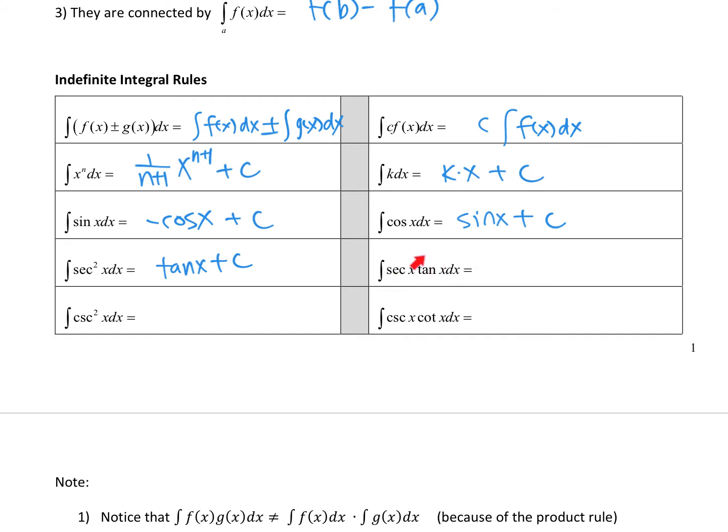And what do I have to take the derivative of to get secant tangent? That's secant x plus c. And for cosecant squared, it's basically the negative, right? So negative cotangent, again because the derivative of cotangent is negative cosecant squared. Basically the same thing for the next one: negative cosecant x plus c. So this is purely coming from the derivatives of the trig functions.